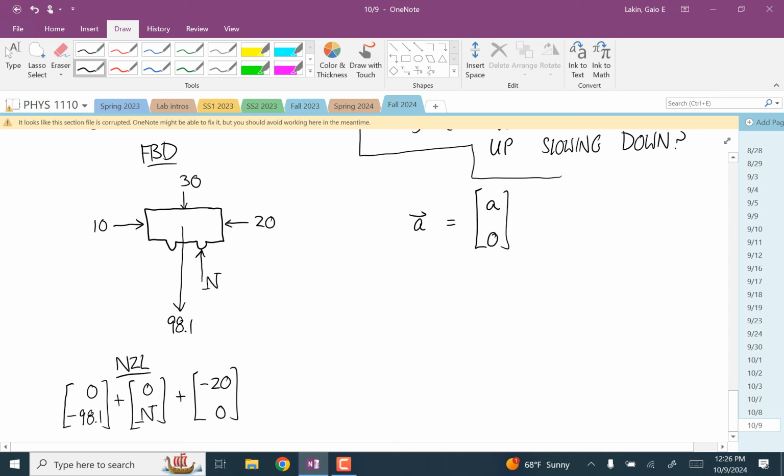I'm doing the 20 here first, and the next one is 30. So the 20 is in the negative x direction. The 30 is in the negative y direction, so that one is going to be 0 for x, negative 30 for y. And then last, the 10 is in the positive x direction, so that's just positive 10, 0.